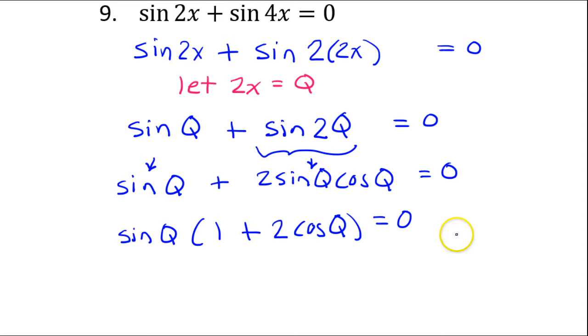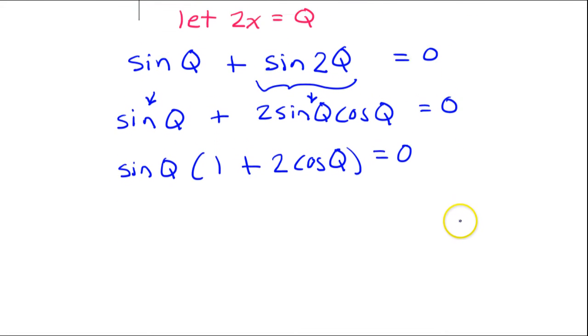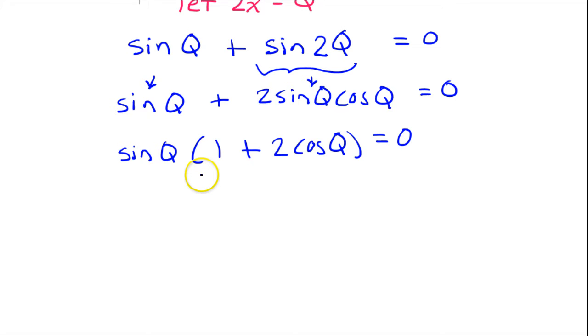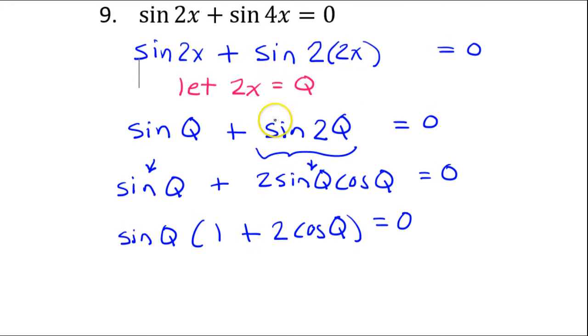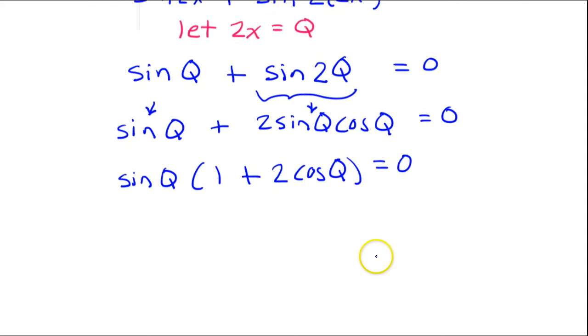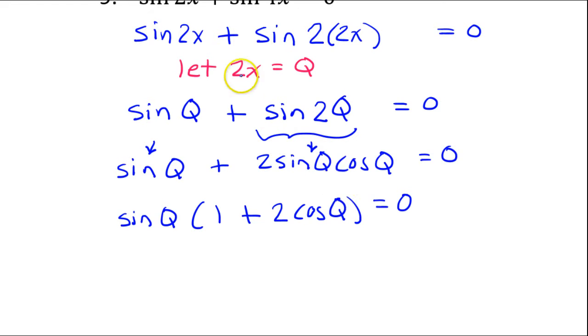All right, that's going to leave me with this. All right, let's keep going. But just in the back of your mind, remember we made this little temporary substitution that we're letting 2x equal q. But all of these q's are really little 2x's, but we'll put them back in at the end. We'll put 2x back in at the end.